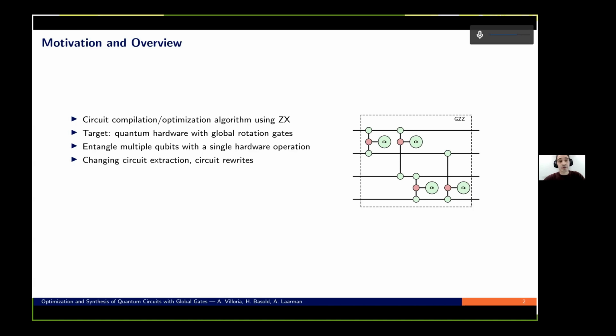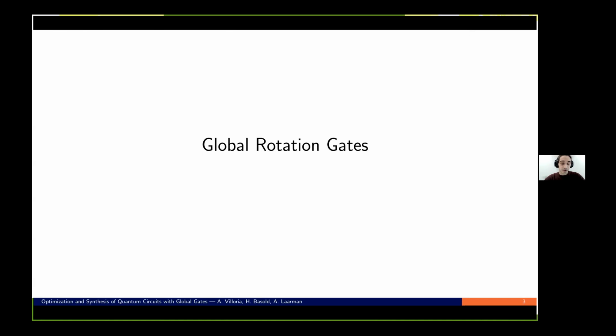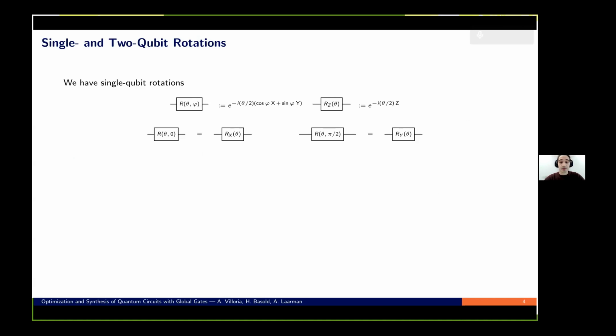The idea is to leverage the all-to-all interaction that you have in platforms such as ion trap quantum computers, but also neutral atoms. There has been a paper somewhat recently that does something similar, but for neutral atom quantum hardware, in which they compile using what is called a multi-controlled phase gate. First, we'll quickly go through the gate set that we're assuming here.